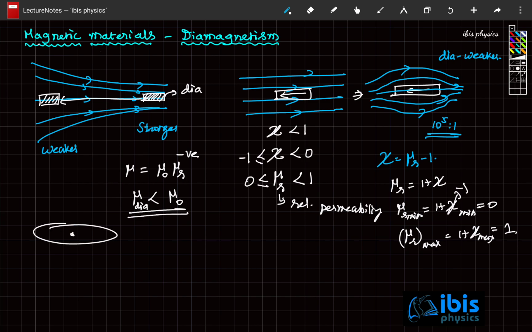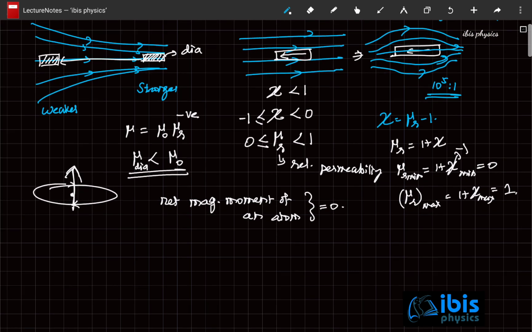See, when an electron moves around a nucleus, it possesses angular momentum. That means that it moves around the nucleus in an orbit. When it moves around the nucleus in an orbit, it produces a tiny circular electric current. Because of that, a magnetic field is produced. In a diamagnetic material, the net magnetic moment of an atom is 0.